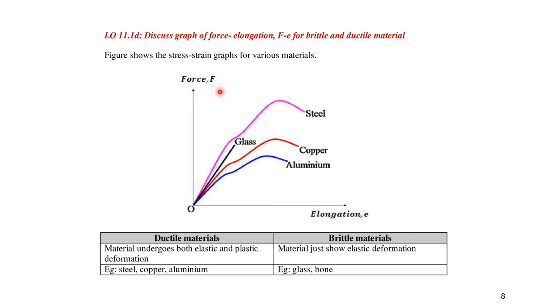Now let us discuss about graph of force against elongation for brittle and ductile material. Ductile materials are materials that undergo both elastic and plastic deformation. Examples of ductile materials are steel, copper, and aluminium. Brittle materials are materials that show elastic deformation. Examples of brittle materials are glass and bone.